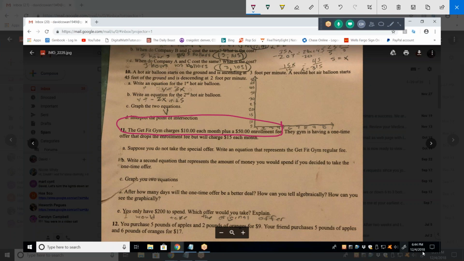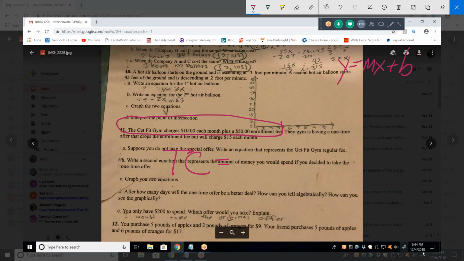We want to write an equation for the total charge. Total charge, I'm going to call it TC, is equal to what? Be thinking y equals mx plus b. Oh, so instead of y, it's TC. I'm confused. I don't know why.